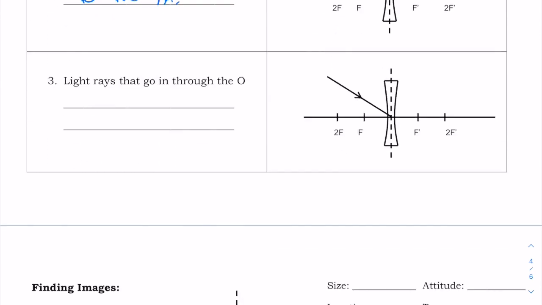All right, and the third ray of light passes straight through the optical center. This one just continues in a straight line without bending. All right, and like before, wherever those three rays of light cross will be the location of our image. Let's do some practice.